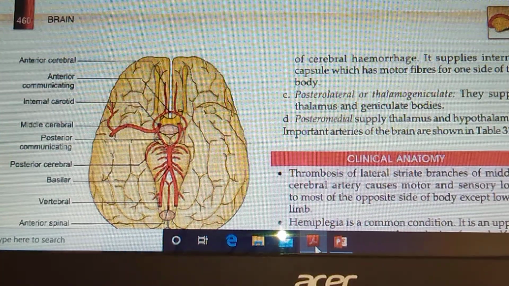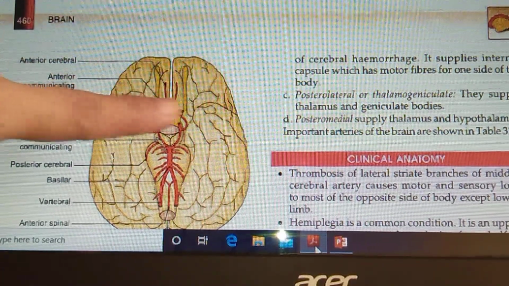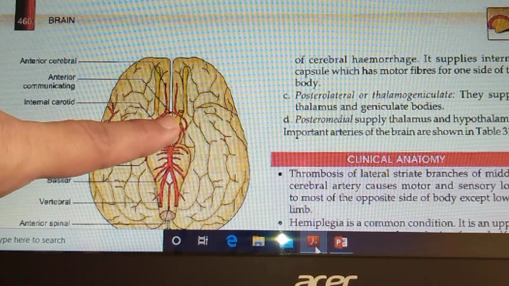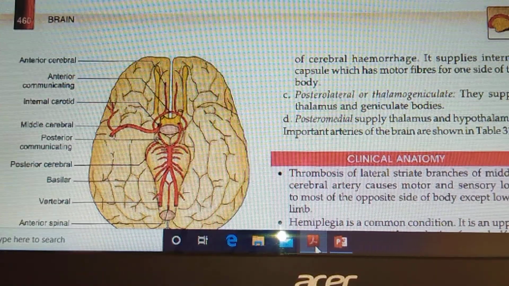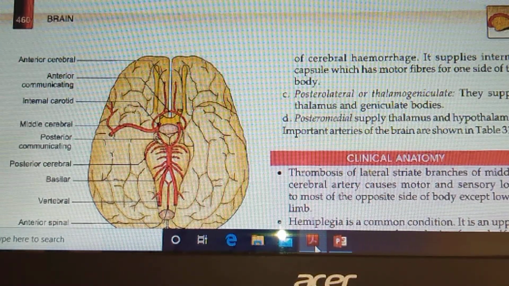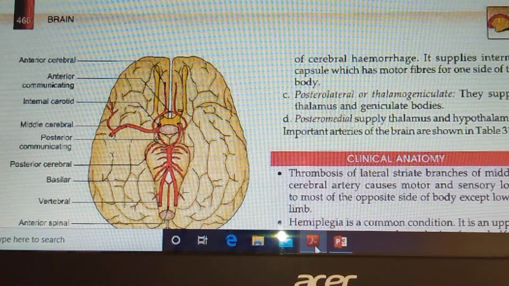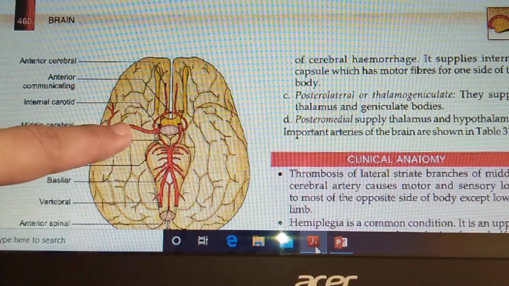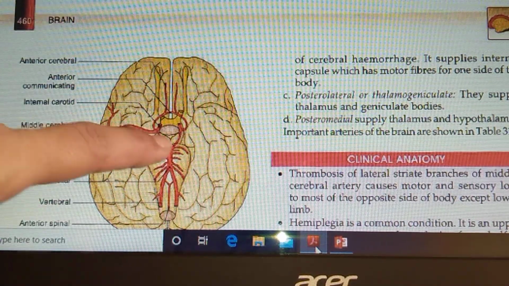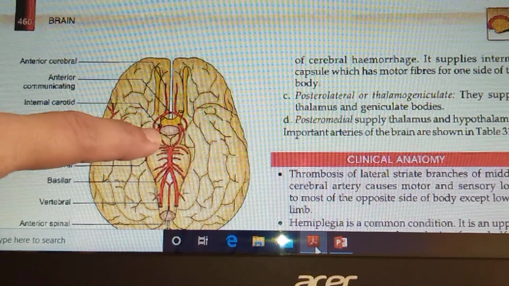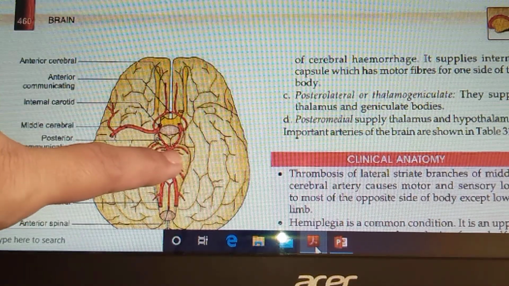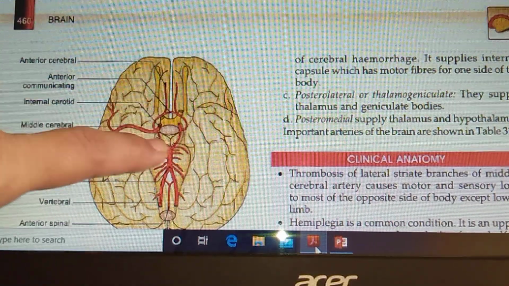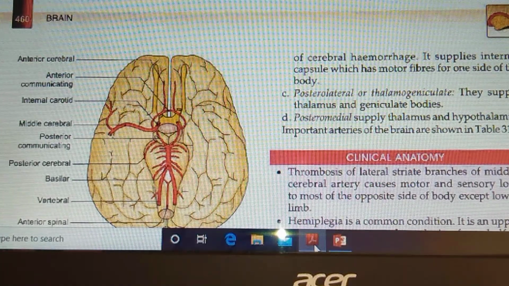Now how it is formed, let us see. These two anterior cerebral arteries are connected through one middle artery that is called the anterior communicating artery. The middle and the posterior cerebral arteries of the same side, you can see this is the posterior cerebral artery and this is the middle cerebral artery, are communicated by the posterior communicating artery on both sides. This side also there is a posterior communicating artery. So this is how a circle is formed, and this circle is called the circle of Willis.